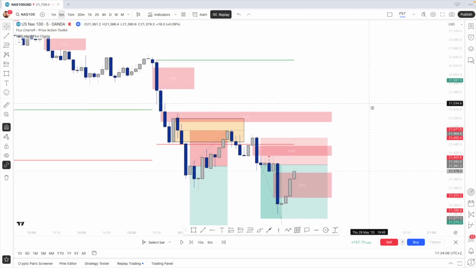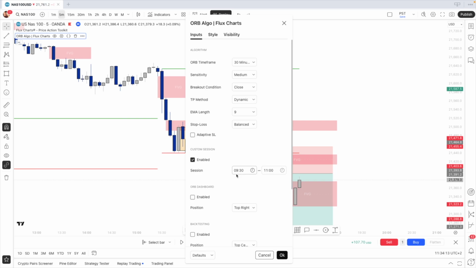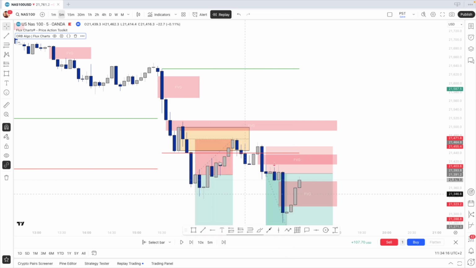And that's how easy it is. Flux Charts has two indicators, the ORB Algo by Flux Charts. Make sure it's on the 9:30 and make sure it's on the 30-minute. And you go down to the 5-minute and you find your entries there.